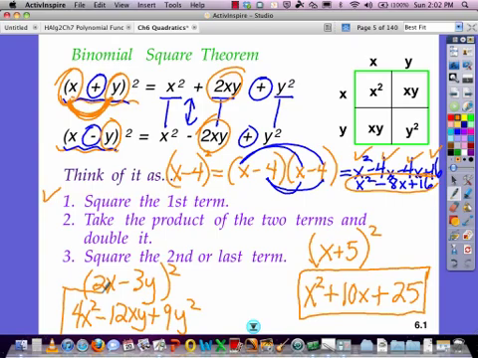So our final answer again in 3 quick and easy steps. 4x squared minus 12xy plus 9y squared. The nice part, it's in descending order. There's no collecting like terms. Everything's there. And it's called the binomial square theorem. Okay?